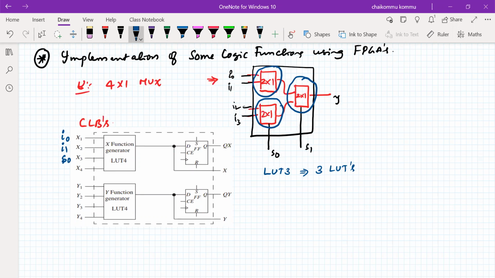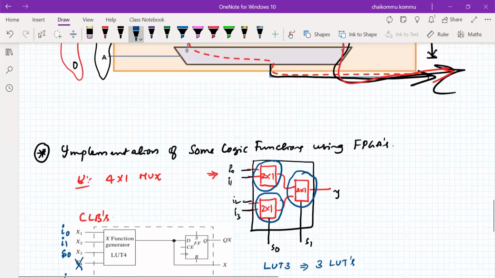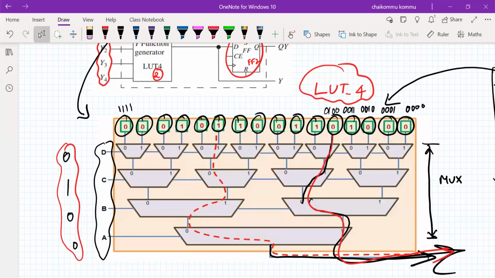Similarly, I can write here is for I2, here is I3, and here is S0. I don't want to consider S4. Of course, the 4, I don't want to use the inputs of this particular thing. This 8 is not required for us. This 8, I don't want to use it.